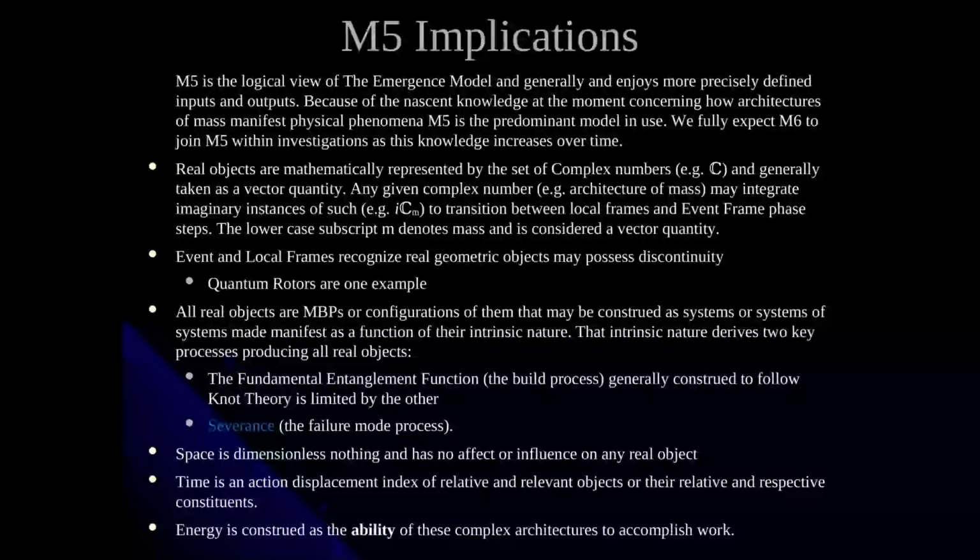We can move from an imaginary set of circumstances to a real set of circumstances across the event frame. For example, the solar system, if we modeled that in an event frame, we would say that the geometry there is discontinuous, even though we know we have intersecting vectors, because the real objects have to transition across the dimensionless nothingness that is space in M5. And so we use imaginary numbers for that purpose.